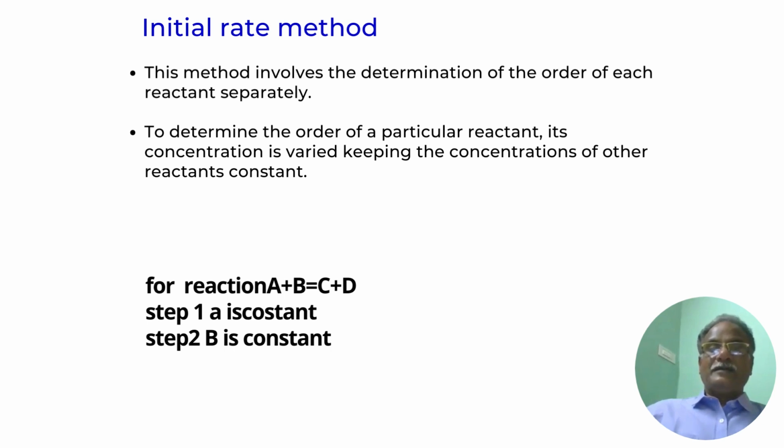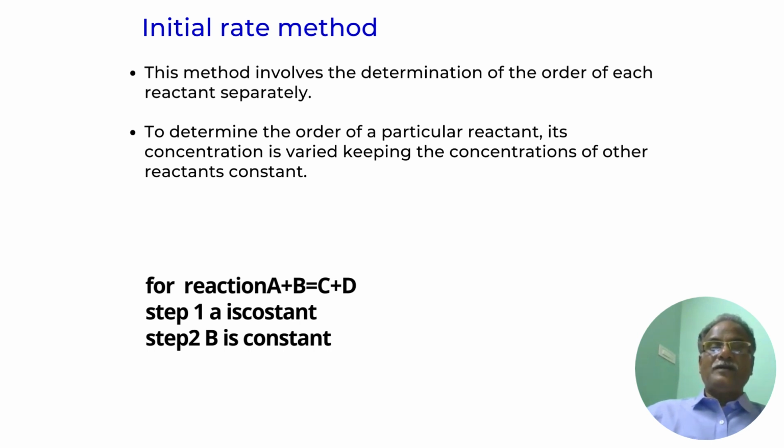Initial rate method I am explaining here. This method involves the determination of the order of each reactant separately. To determine the order of a particular reactant, its concentration is varied, keeping the concentration of the other reactant constant. In every experiment, we determine the initial rate of the reaction and observe the dependence of rate on the particular reactant.